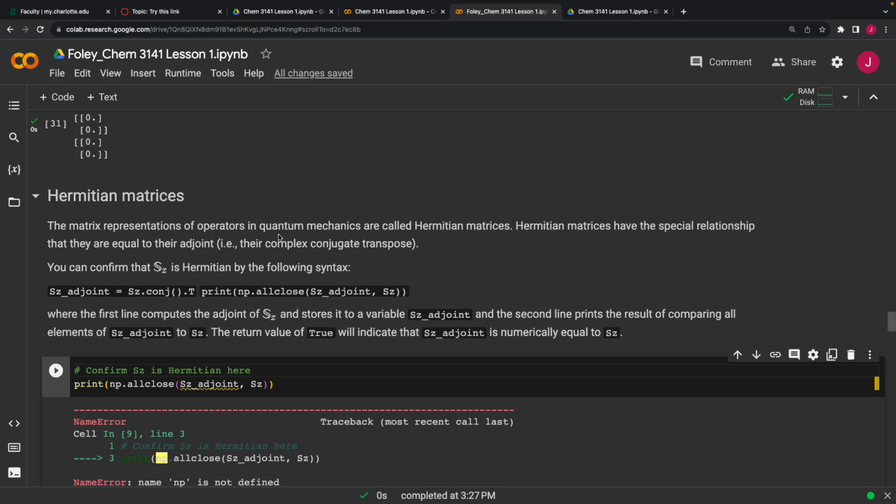Anyway, what else do I want to say about Hermitian matrices? An important property of Hermitian matrices is that the eigenvalues, so we just learned about eigenvectors and eigenvalues very briefly. We're going to see more when we complete this notebook later this week. But the eigenvalues associated with this matrix must be real numbers.